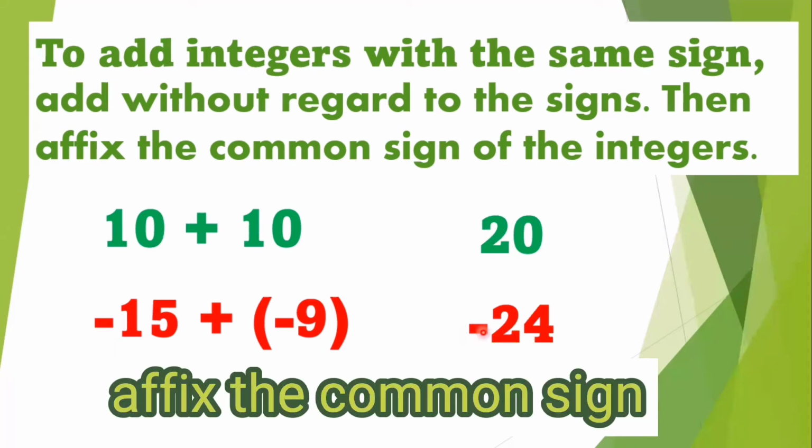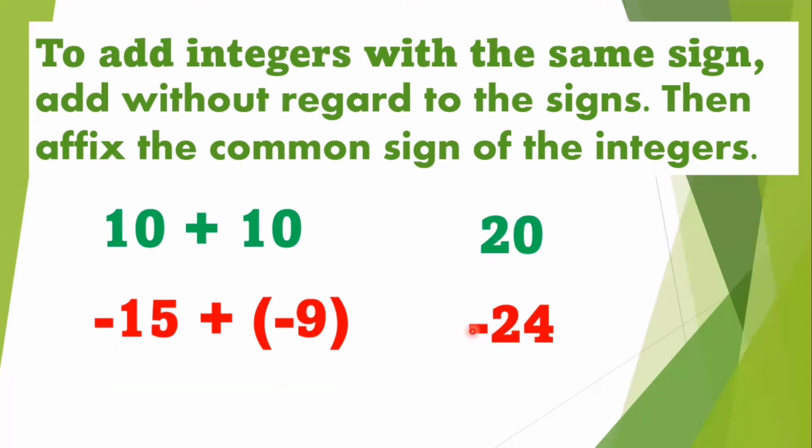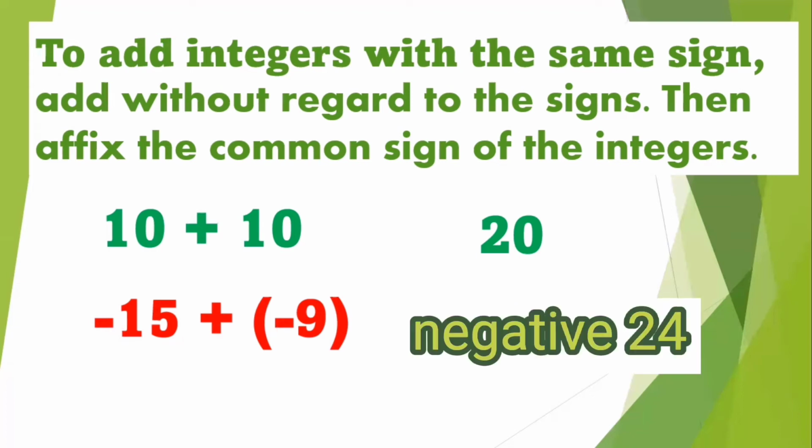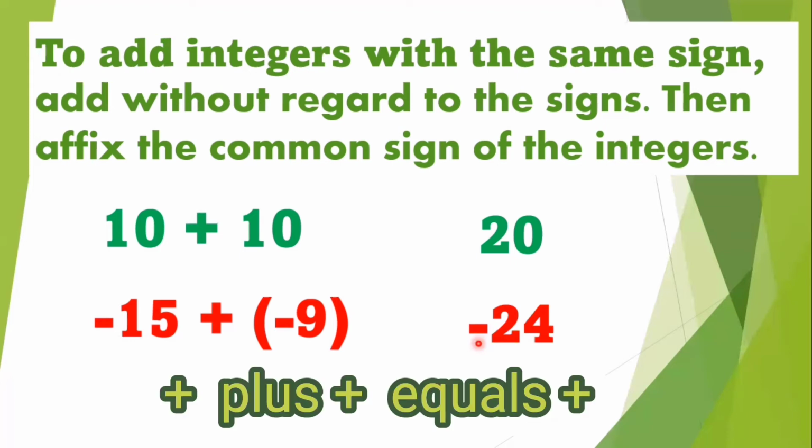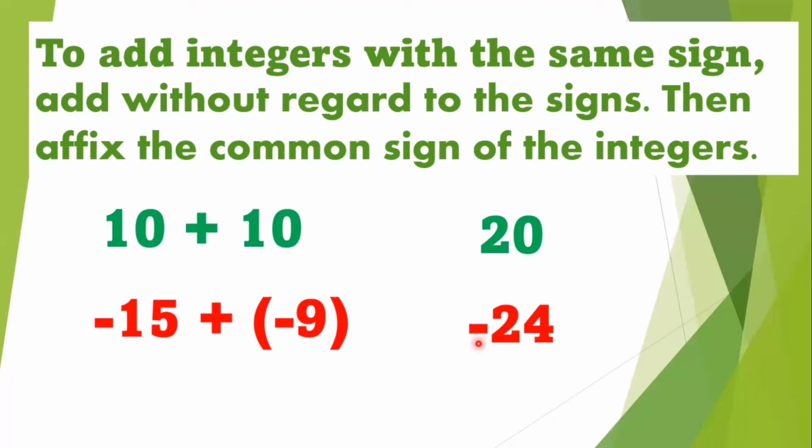We copy the same sign, which is negative. That's why the answer is negative 24. So negative plus negative is negative. Positive plus positive is positive. That is how easy our rules are in adding same signs of integers.